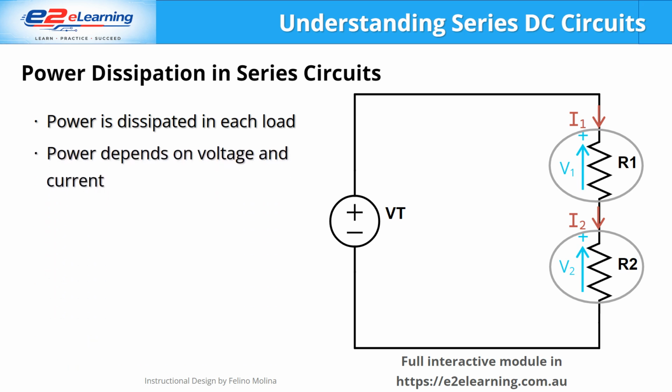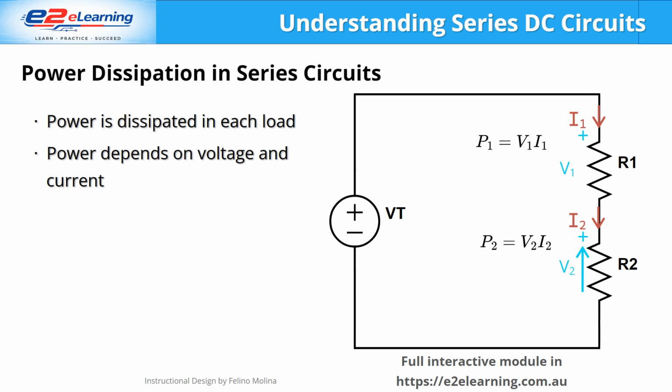Power in a circuit can be calculated in several ways. It can be determined using voltage multiplied by current, using current squared multiplied by resistance, or using voltage squared divided by resistance. All three relationships are valid, and the correct choice depends on which values are known. In a series circuit, once the circuit current is known, calculating power for each resistor becomes straightforward.